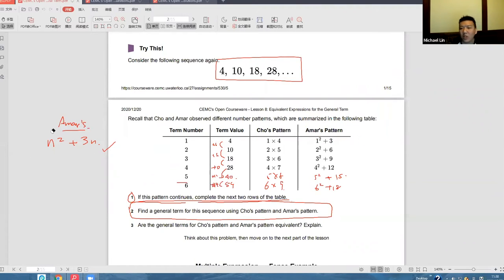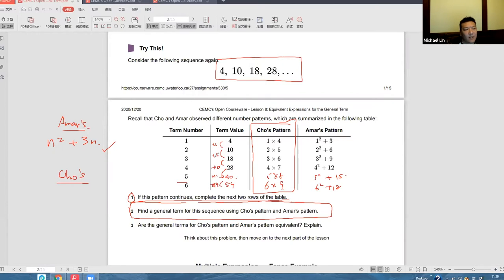So this is the equation. We got one of the equations. Who can tell me the general term for Cho's pattern? How did Cho figure out his pattern? What's 1 times 4? And then 2 times 5, 3 times 6, 4 times 7, and so on and so forth. What's the general term for Cho's pattern then?